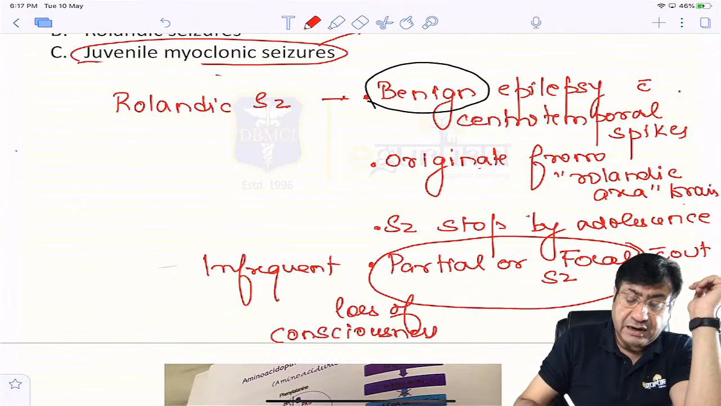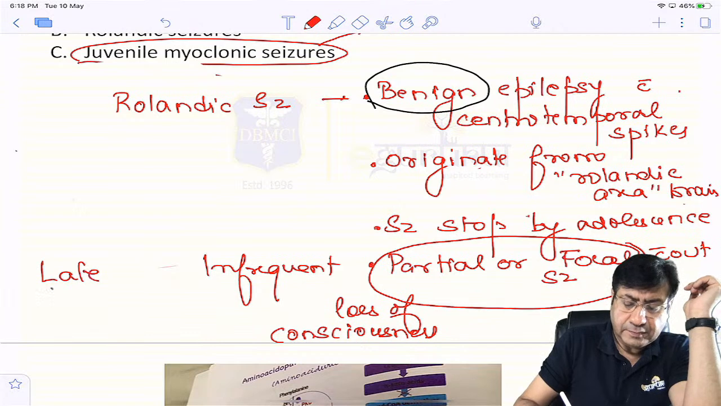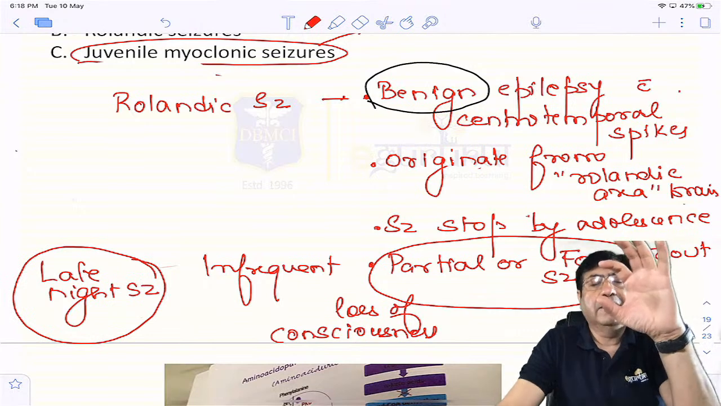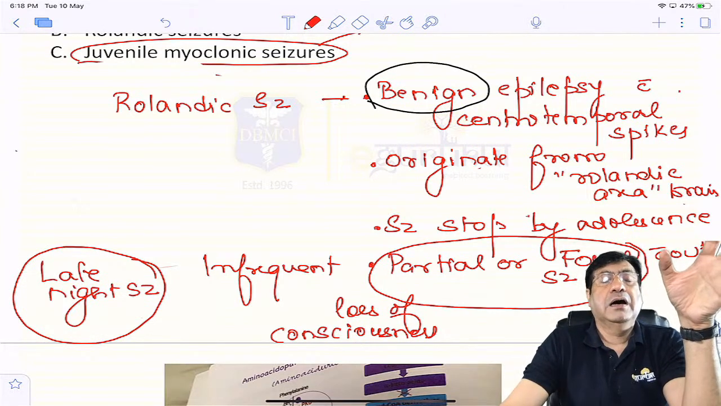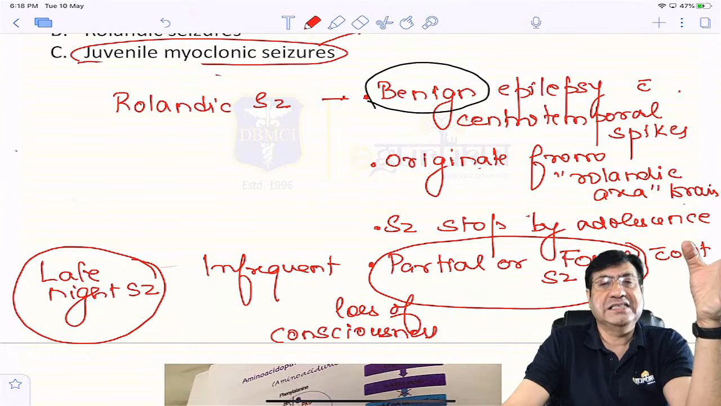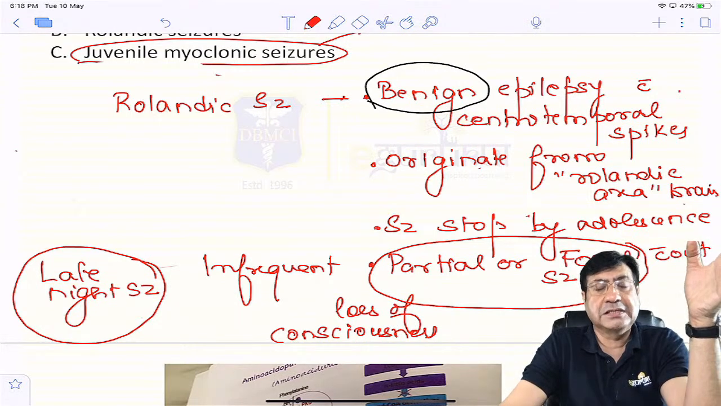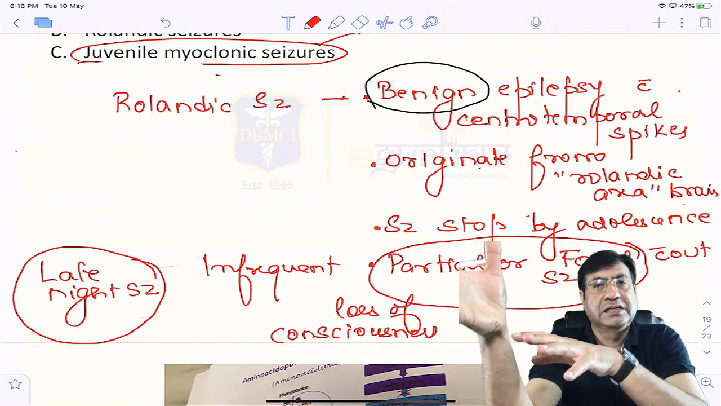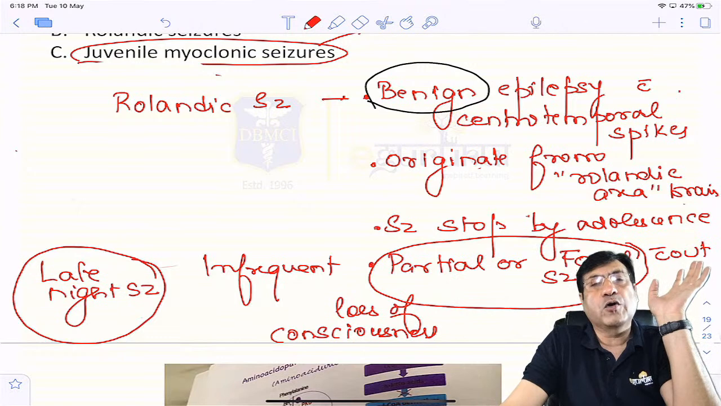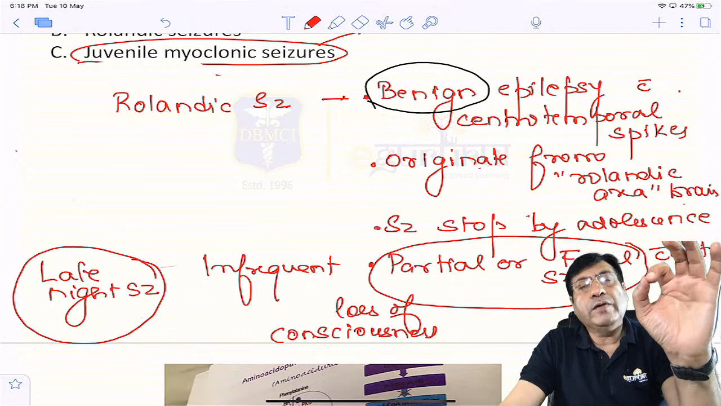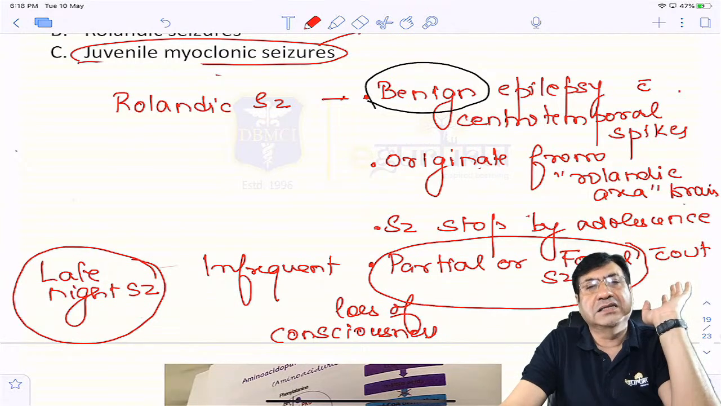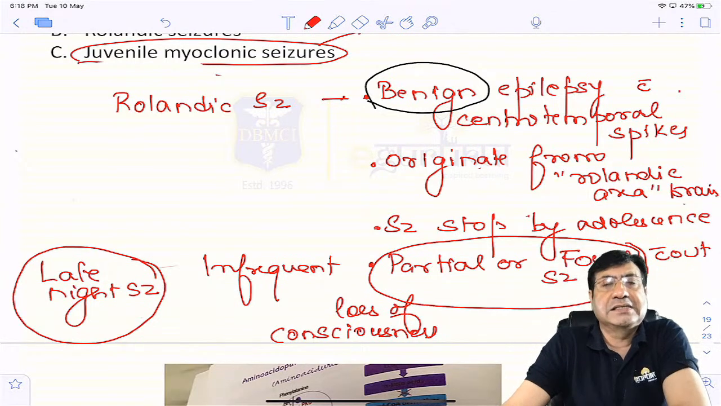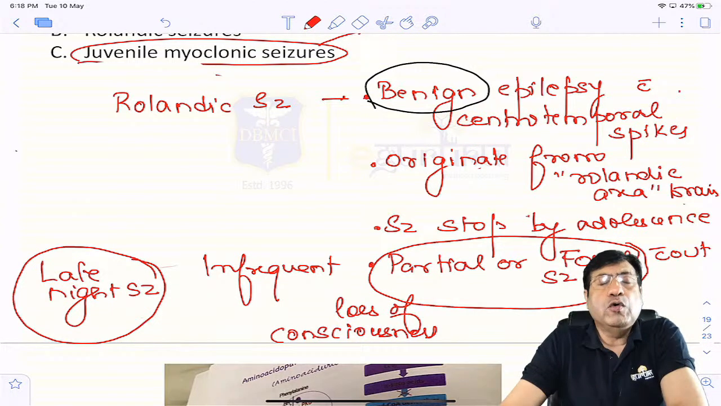Most of these seizures occur in the late night period, or seizures upon awakening. That's a very important way by which you can differentiate them from the adolescent seizures, which are called juvenile myoclonic epilepsies. Although, as I told you, juvenile myoclonic epilepsy occurs in juvenile age groups, adolescents, and Rolandic seizures do not occur in adolescents. But juvenile myoclonic epilepsies normally occur in the early morning hours, while most of the Rolandic seizures are known to occur during the late night period or upon awakening.